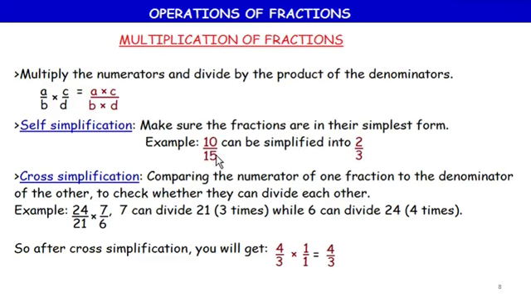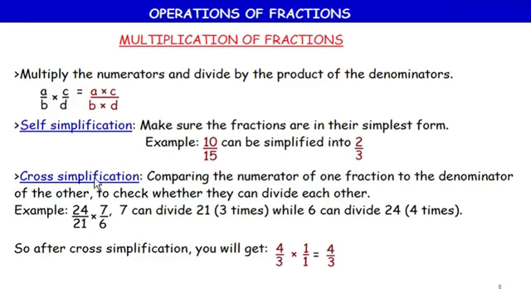So when you have 10 over 15, yes, you can simplify, right? 5 goes into 10 2 times. The same 5 goes into 15 3 times. So we can simplify 10 over 15 and then we'll get 2 over 3. So it is necessary that you do this self-simplification before you think of multiplying it with the other fraction. I believe you are getting it.